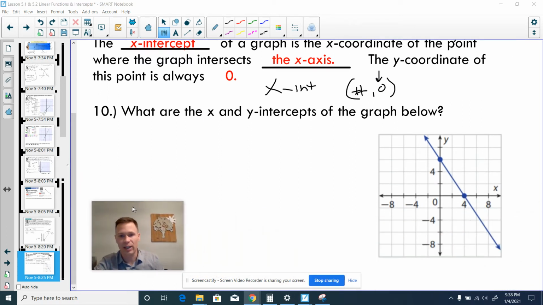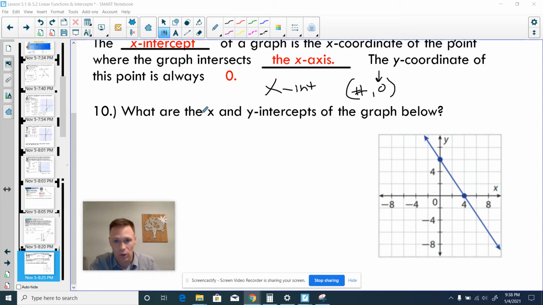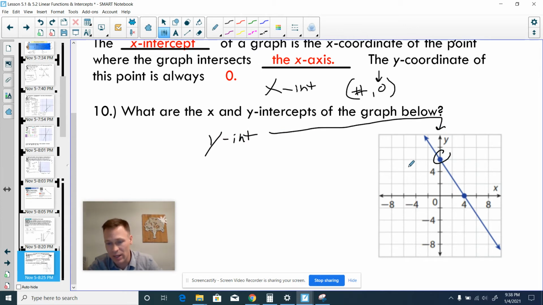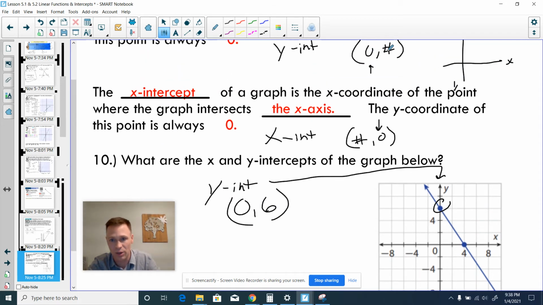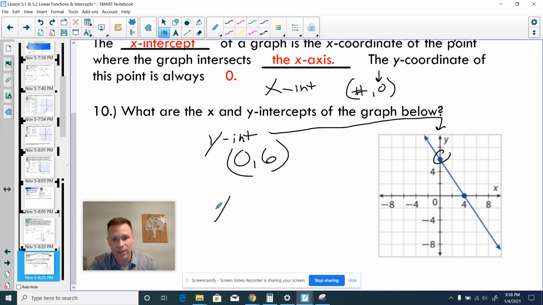Let's look at a graph and observe what the x and y intercepts are. Well, again, a y-intercept is where it crosses the y-axis, and that's going to be right here. And that coordinate point right there is (0, 6). Notice it follows the format 0 comma some number. The x-intercept is here along this x-axis, and it's right there. So I have the point (4, 0).